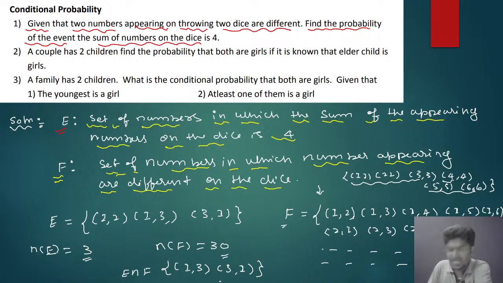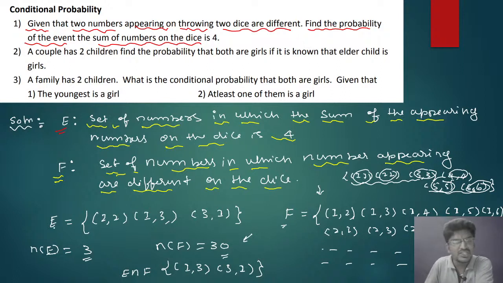33 is not the correct answer, because see this: 1, 2, 3, 4, 5, 6. This 6 you have to delete, not this 3, which are the same. They are telling that a different occurrence must be there. So that's why you have to delete this 6, which is the same. So you have different outcomes, that will be 30.